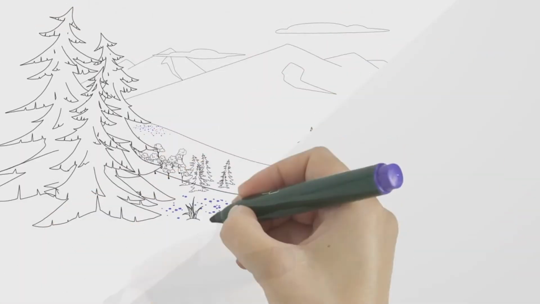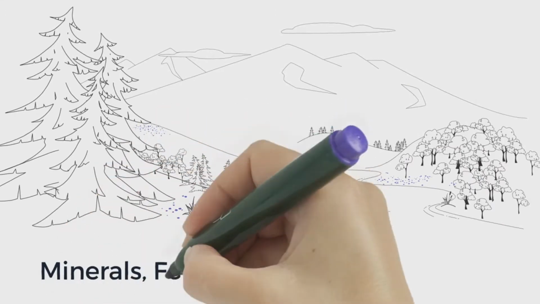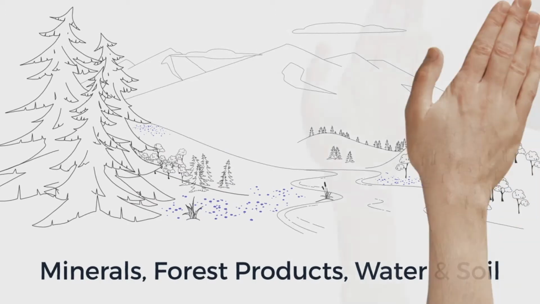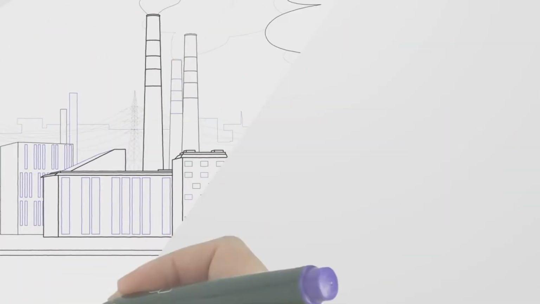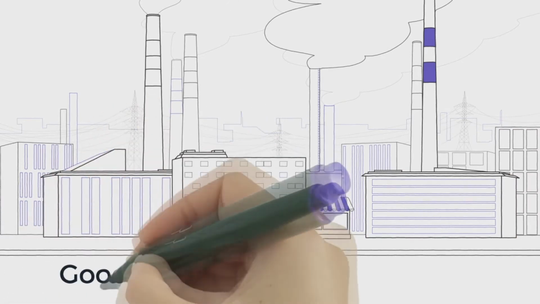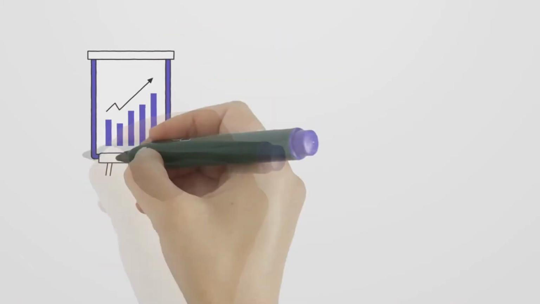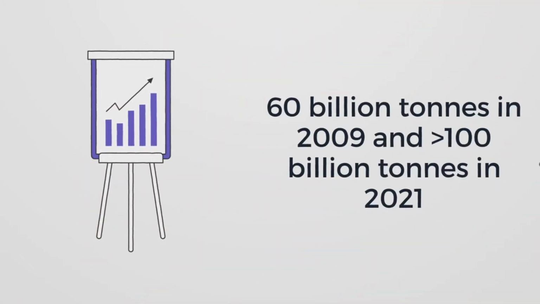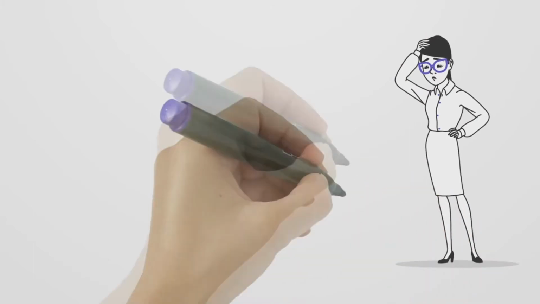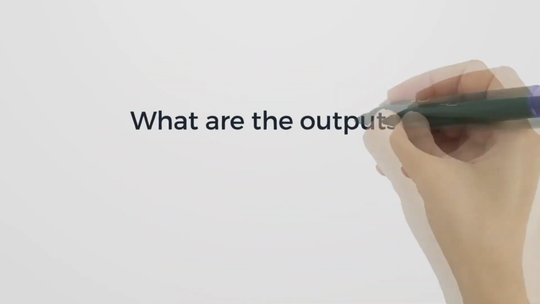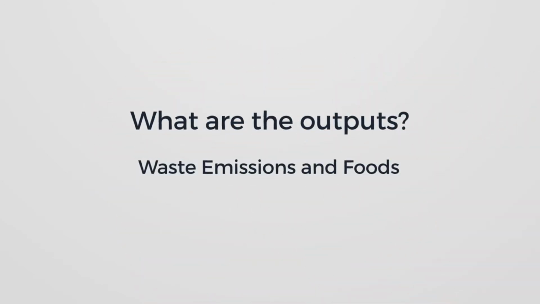Natural resources consist of, just to name a few, minerals, forest products, water, and soil. The amount of natural resources used for the production of goods and services was approximately 60 billion tons in 2009 and exceeded 100 billion tons per year by 2021. Humans extract and use natural resources about 50% more than only 30 years ago. The outputs are waste, emissions, and food.